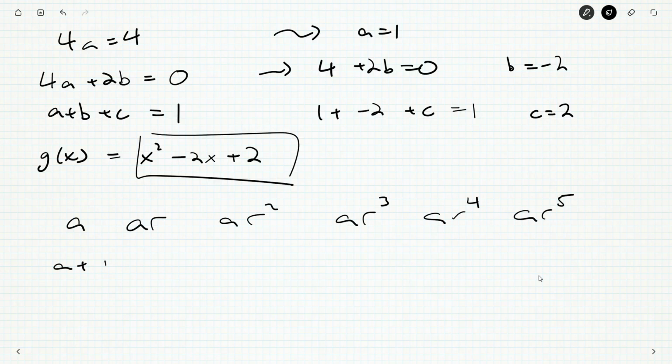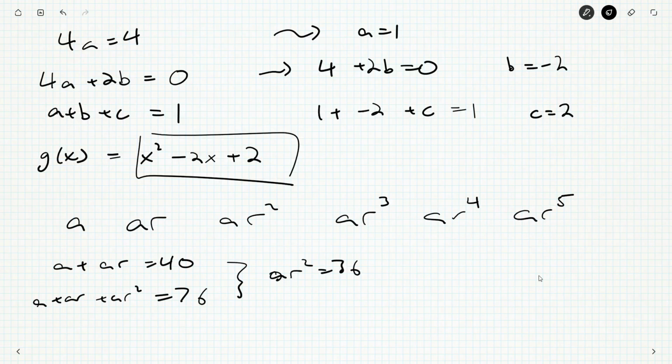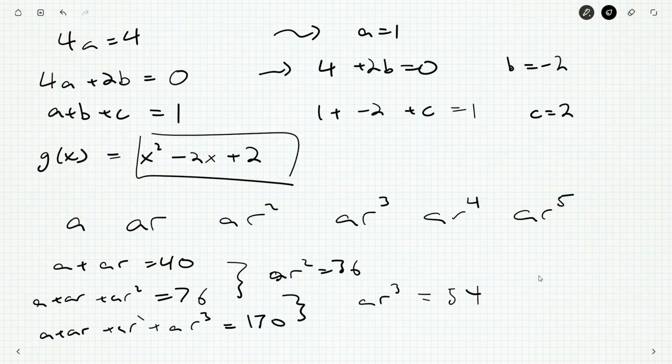So we know a plus ar is 40. We know a plus ar plus ar squared is 76. Immediately those two together tell me that ar squared has to be 36. The sum of the first four terms is 130. So that one and the second equation together can let me solve for ar cubed. It's going to be the difference in those. So 76 plus 54 is 130, so ar cubed is 54.